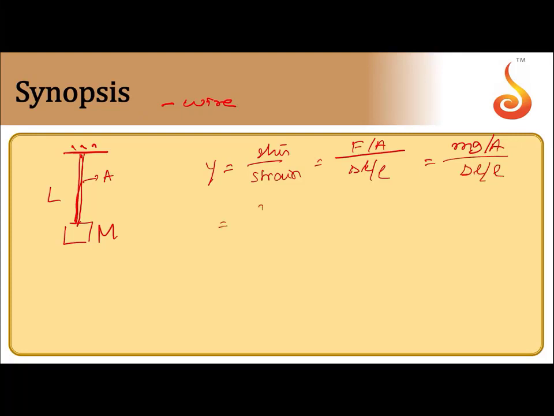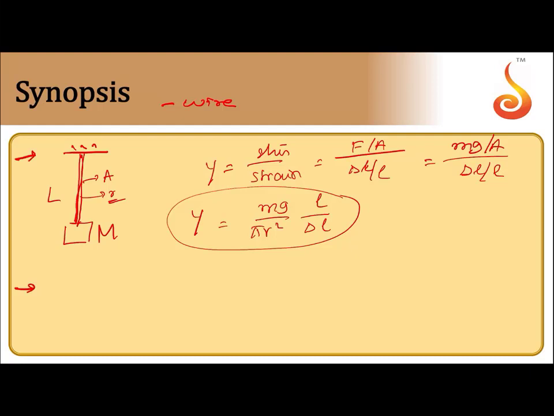A is nothing but pi r square. So, we can write mg divided by pi r square, where r is the cross sectional radius, divided by delta L divided by L. So, for a rod or for a wire, light wire, the Young's modulus can be understood in terms of this equation. Remember, this is a light wire. Suppose I consider a wire which is thick. Let us assume that here is a thick wire, and this thick wire elongates under its own weight. Let us assume that this wire of length L, whose cross sectional area is A, elongates under its own weight. Let us assume that delta L is the increase in its length due to its own weight.